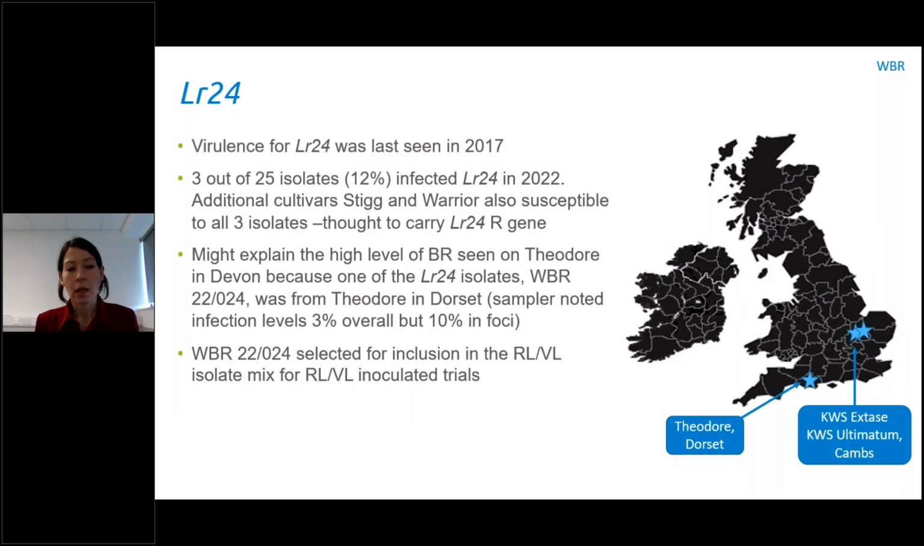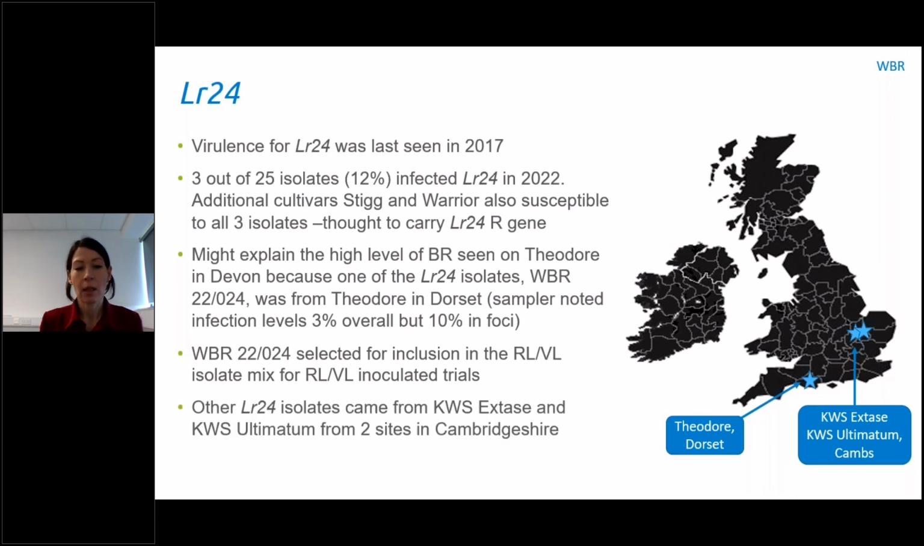So that brown rust isolate 22024 has been selected for inclusion in the RL-VL isolate mix for the RL-VL inoculated trials. If you haven't heard, the national list is now being called the variety list, that's why it's VL. So yeah, we're including that one as it's an interesting isolate. So the inoculated trials that we perform for the RL and the VL will have that isolate in the mix.